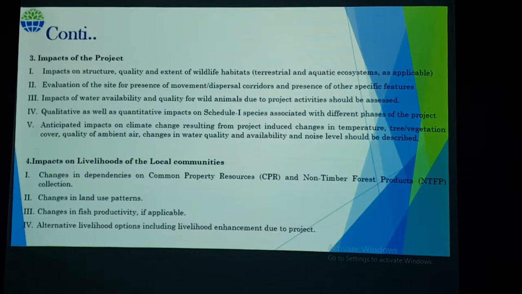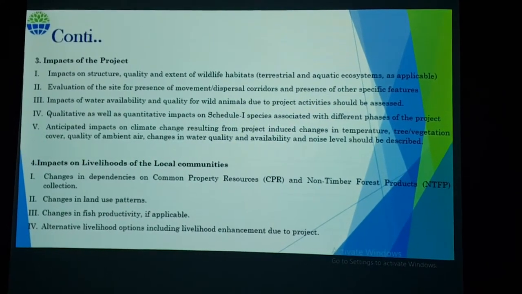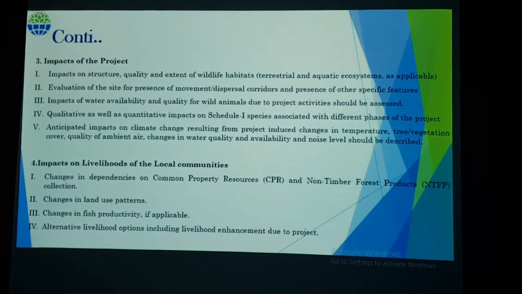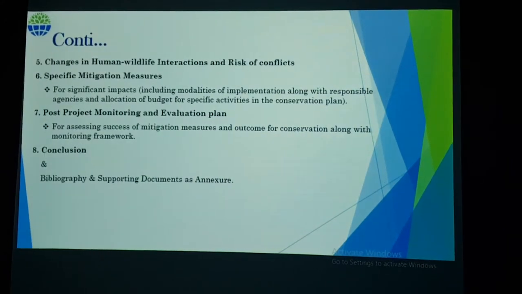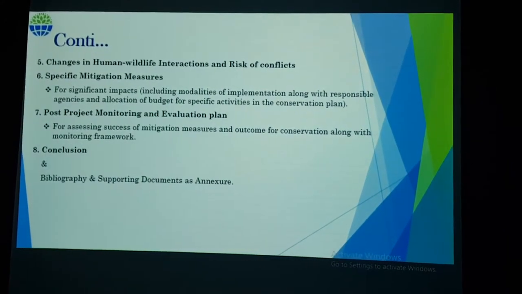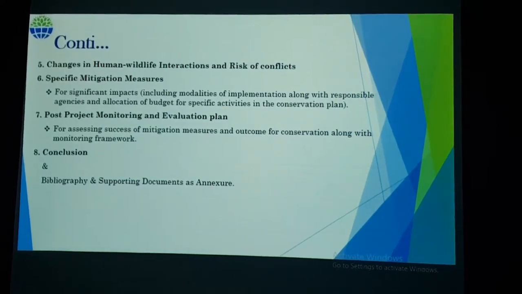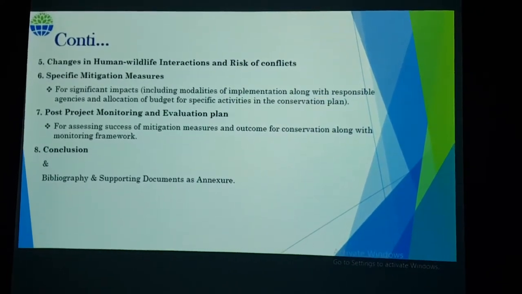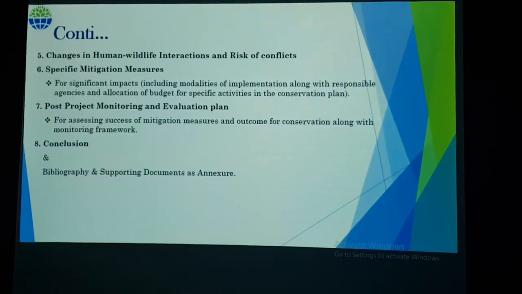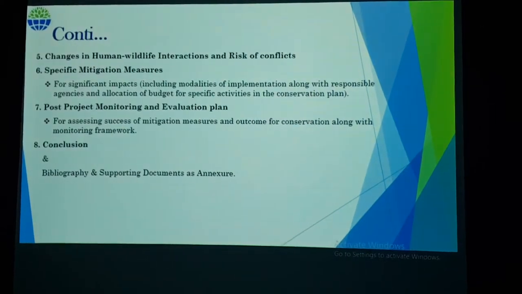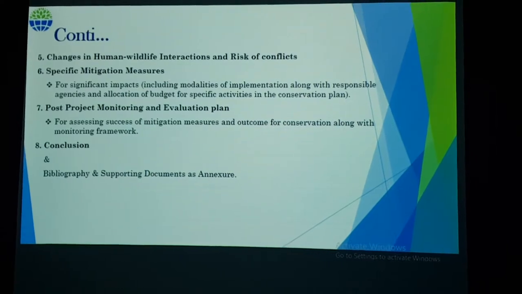And chapter 4 should be about changes in dependencies on CPR, changes in land use pattern, change in fish productivity if applicable, and alternative livelihood options. And chapter 5 is about human wildlife interaction and risk of conflict. And chapter 6 should be about specific mitigation measures for your anticipated impact, including the human wildlife conflict. Then chapter 7 is about the post project monitoring and evaluation plan.